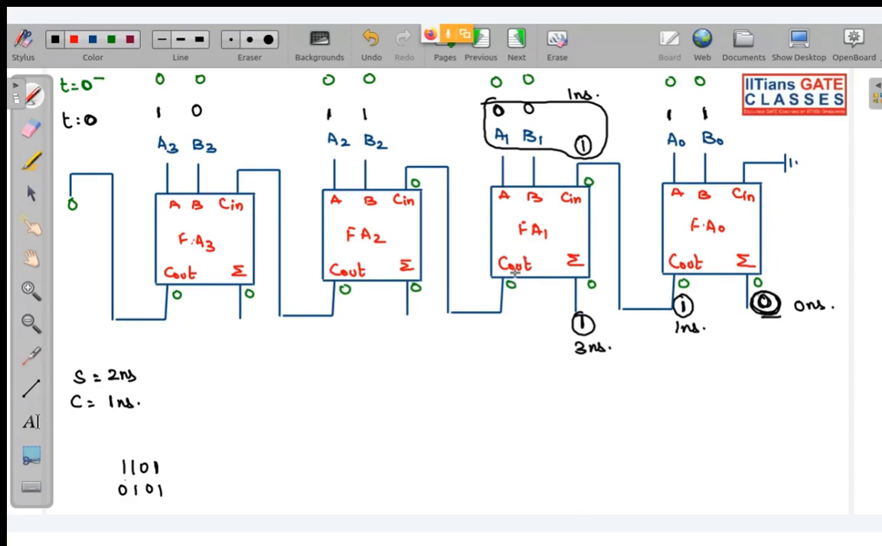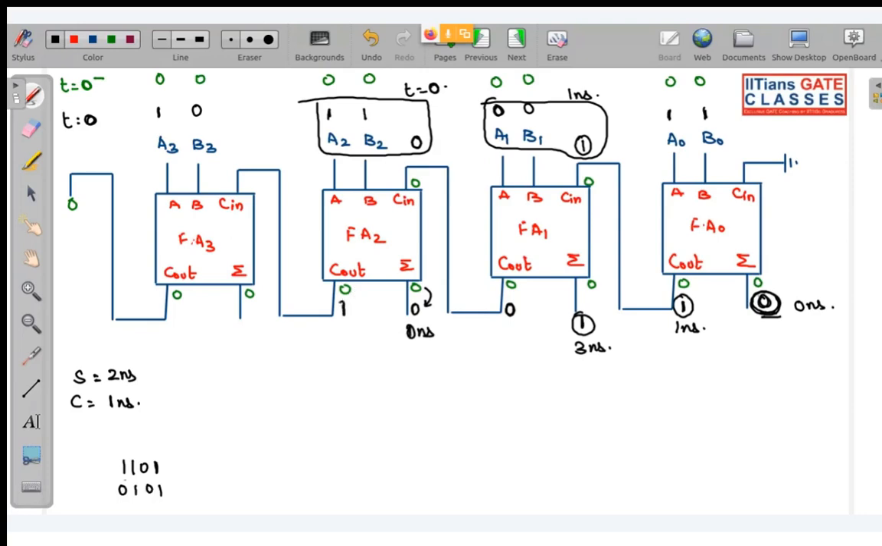But look at this carry. When we add 0 0 1, no carry will be generated. So this Cout was present from t equal to 0. So output of this, means input of this full adder was present from t equal to 0. So now look, when we add 0 0 0, sum is 0, carry is 0, but when we add 1 1 0, sum is 0. So you can see again there is no transition in output. So this will be 0 nanoseconds, and when we add 1 1 0, carry will be 1.